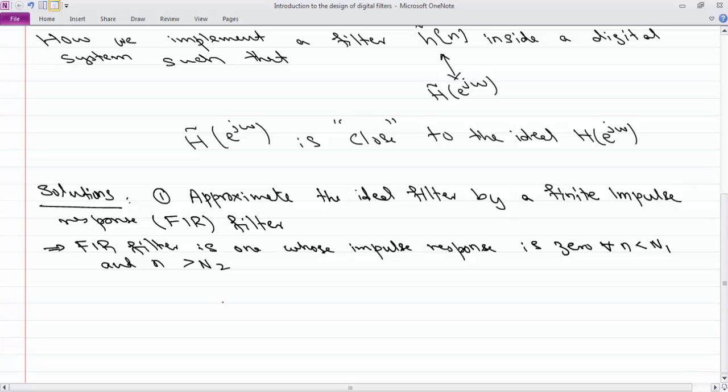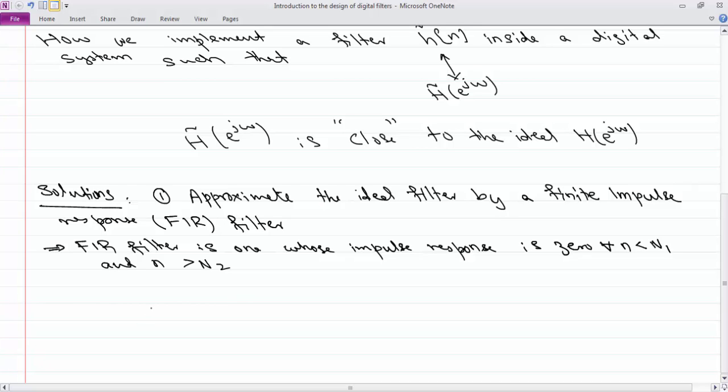So an FIR filter is a filter, as the name implies. It has a finite impulse response, and finite in the sense that it is only non-zero for a range of values of n. It becomes 0 after a certain value of n, and it stays 0 after that. So an FIR filter effectively is described by a finite number of values that you need to store inside a digital system.